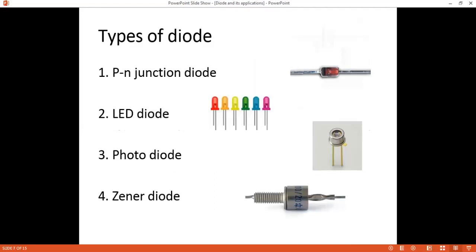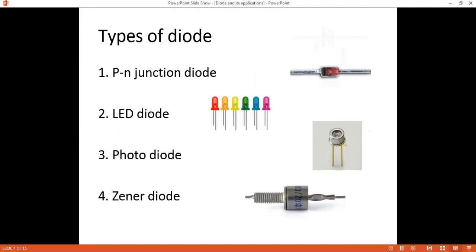Okay, next, types of diode. Different types of diodes are there. First one, PN junction diode, next LED, light emitting diode, photodiode, Zener diode. These are a few diodes in electronic circuits. PN junction diode is an ordinary diode, and Zener, photodiode and LED diodes are called the special purpose diodes.